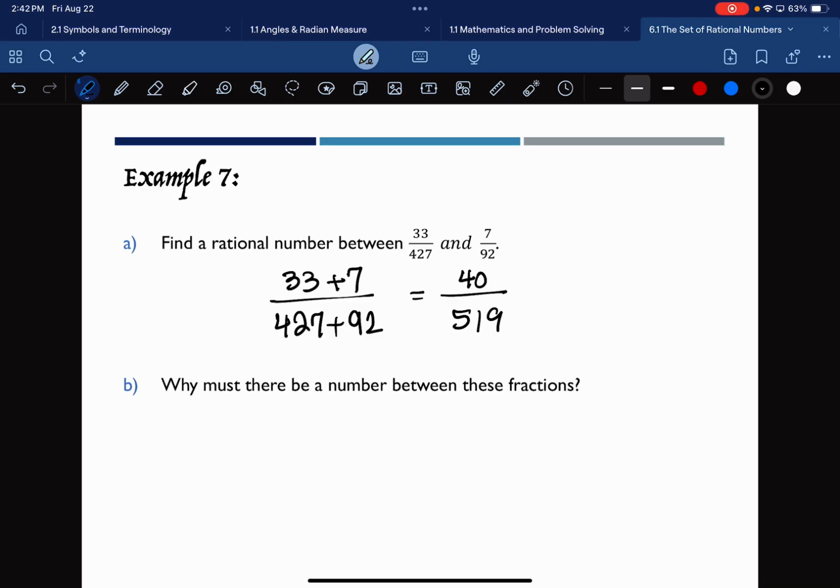Why must there be a number between these fractions? Well, any thoughts? Why must there? I kind of already told you.